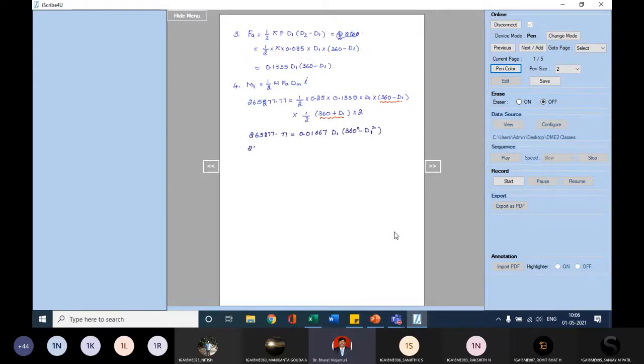Once again, 265277.77 is equal to. So multiply it by 0.01667. Okay, it will be ending up with, let me calculate it for you, 2162.71 minus 0.01667 D1 cube. Now you will be getting the values of D1.